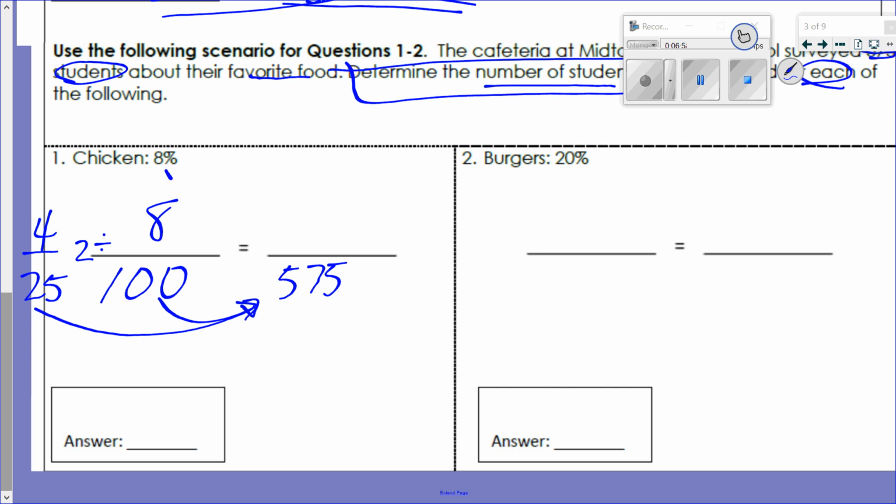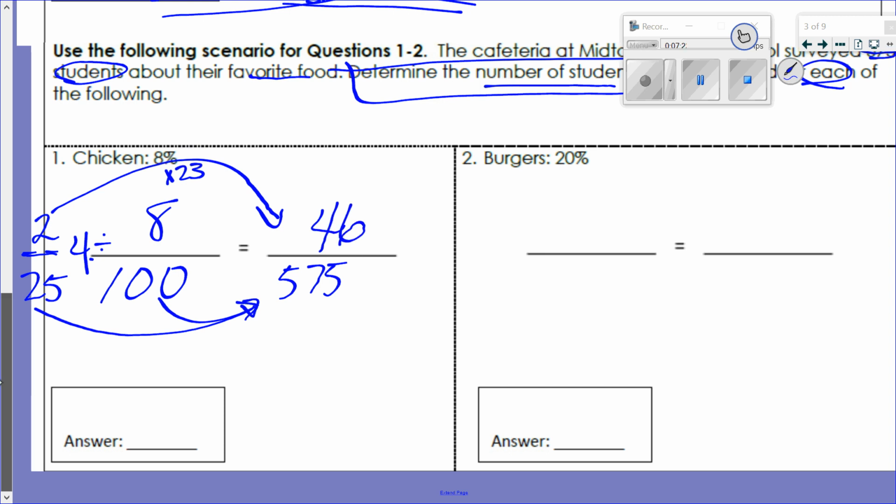That's going to go times 23. Wait, but you're dividing 100 by 2. How would that be 25? You're right, that would be 50. I should have divided by 4. Thanks for the catch there. Wow, big brain actually showed up. So now I'm doing 2 times 23 and I get 46. Everybody good with that?